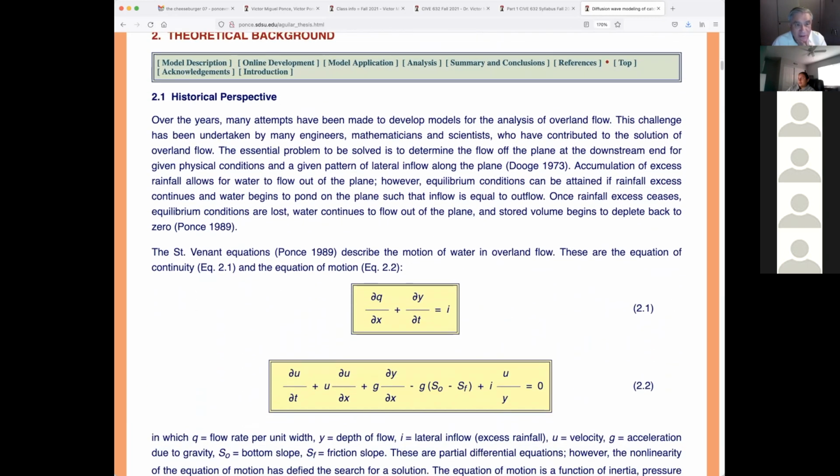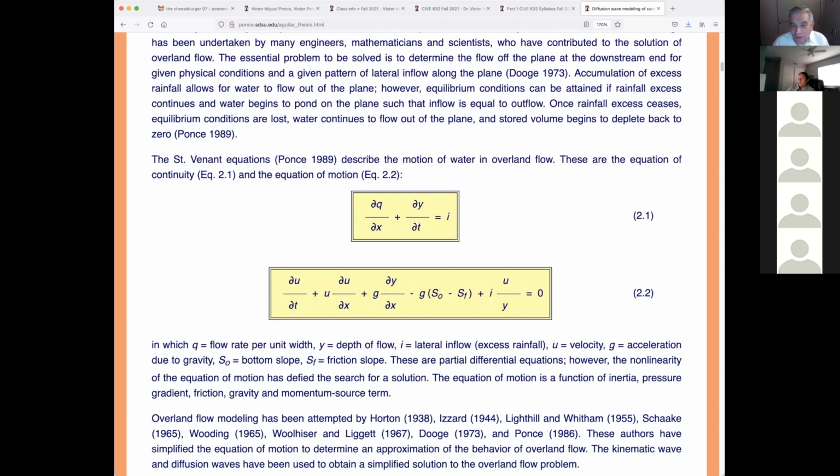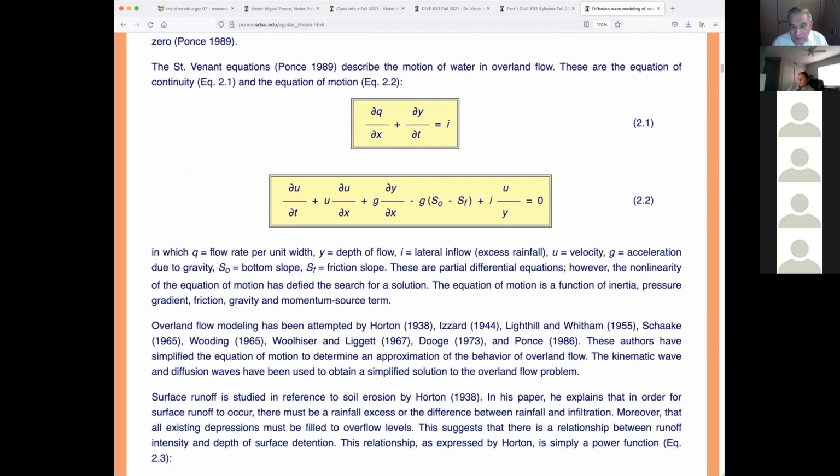The theoretical background. So now I'm going to throw at you equations, a lot of equations, and I'm going to throw them at you fast because you're supposed to relate to these already. Equations 1 and 2 are the basic equations that we're solving.